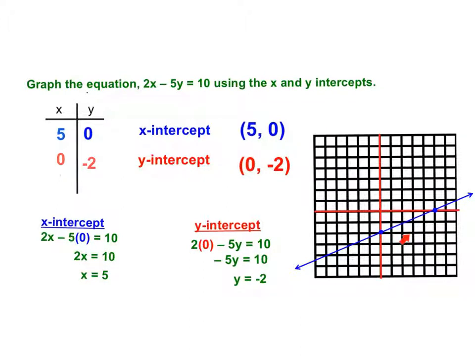1-to-1, onto, both, neither? Both. Continuous or discrete? Continuous. Very good. Any questions?